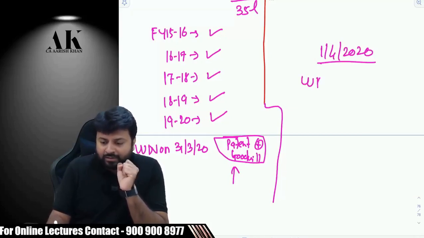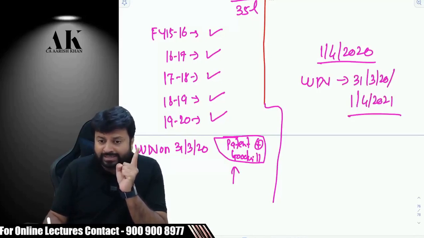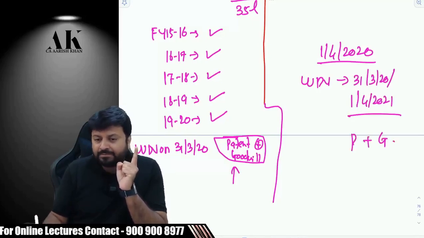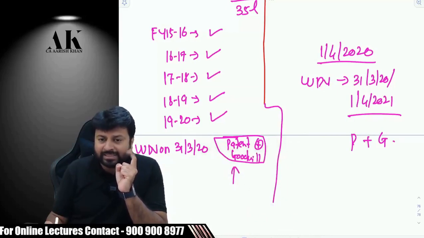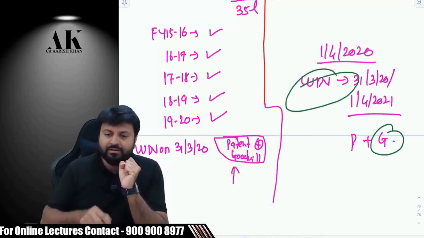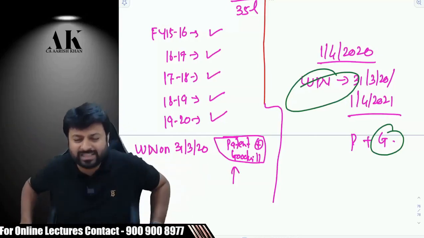Now what they are saying, the WDV which is there on 31st of March 2020, or you can say 1st of April 2021, which includes what? Value of two assets, patent plus goodwill, right? Yes or no? Yes, sir. So what are you supposed to do, as an assessee? Remove the value of goodwill from this WDV. We will not allow you depreciation on the old goodwill also. Did you understand what I said?